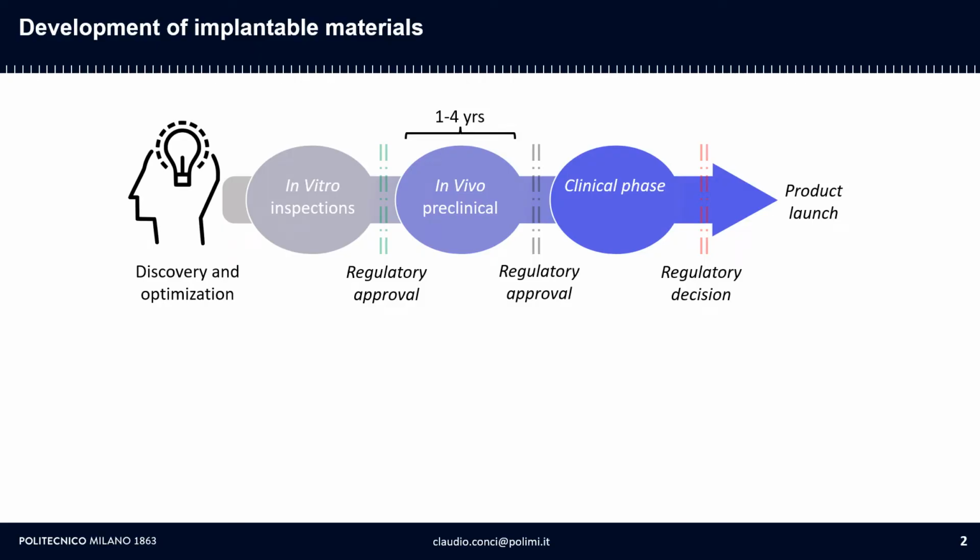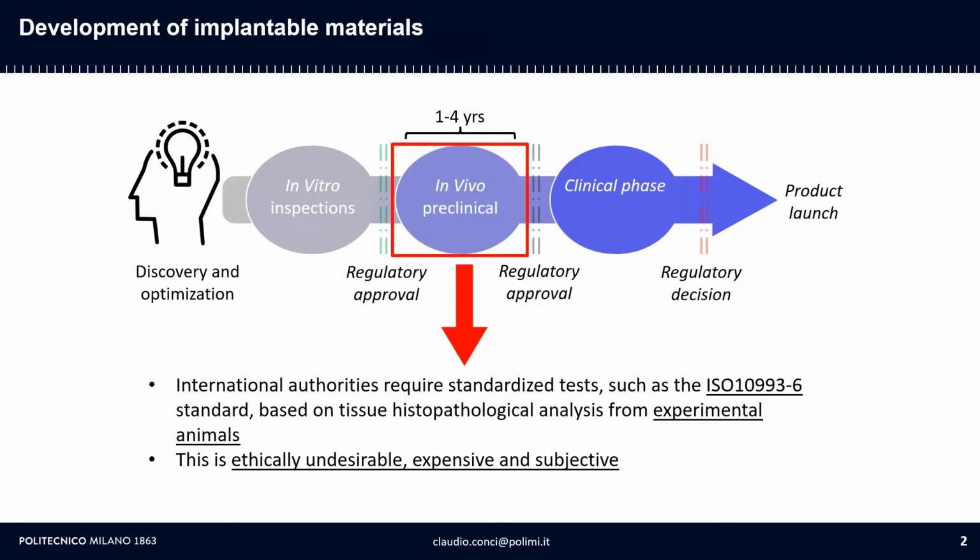Each time you develop a new drug or an implantable material, to reach the product launch you have to follow a well-known step of procedure that starts from the in vitro inspection and then reaches the in vivo preclinical phase. In particular, that phase is based on tissue histopathological analysis made on experimental animals, as required by international authorities. This phase can last up to 4 years and is the most expensive and most time-consuming in the validation process. That analysis required by standardized tests is ethically undesirable, expensive, and very subjective.